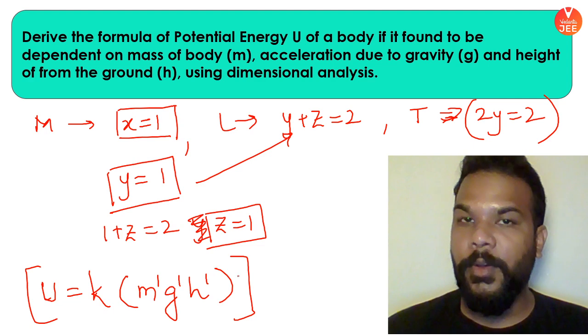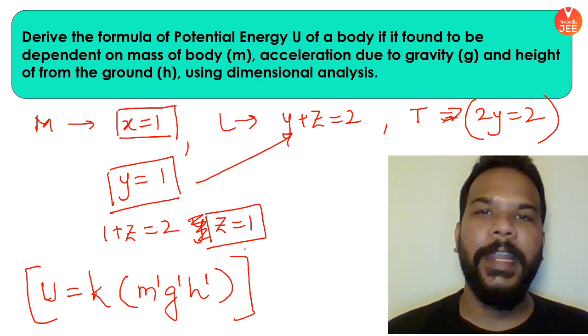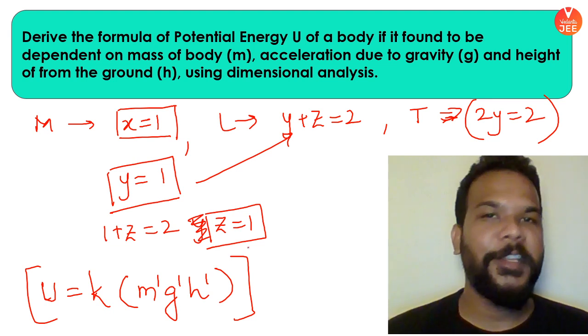Yes, we know practically the formula is just mgh, that means the K value is 1, but with the help of dimensional analysis, you will not be able to find the value of K. Okay, that is something which is found experimentally.